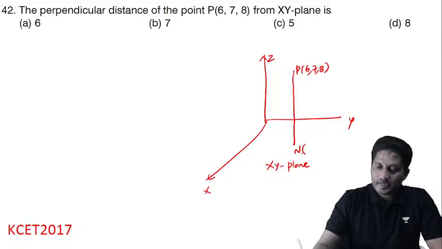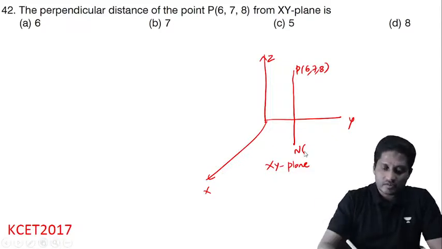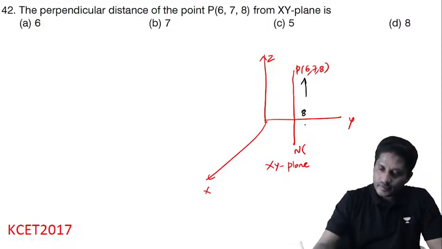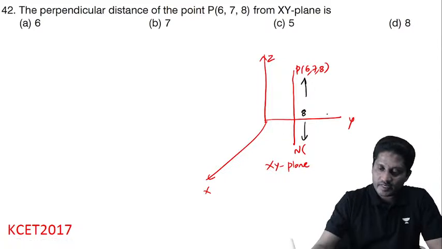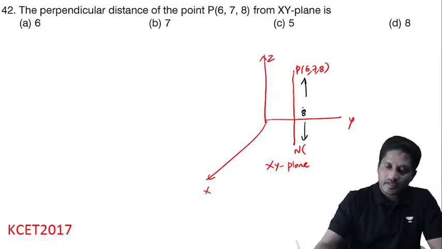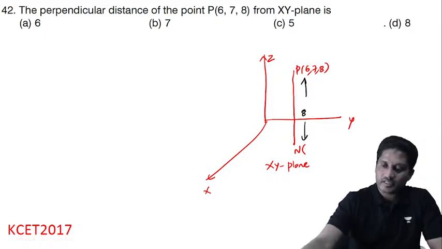If you drop the perpendicular, the distance from the xy plane will take the z coordinate only, so that distance will be equal to 8 only. Okay, because if I take the distance of a point P from the xy plane, you take the z coordinate only, the height. So the distance of the point from the xy plane will be equal to 8 only. Answer is option D.